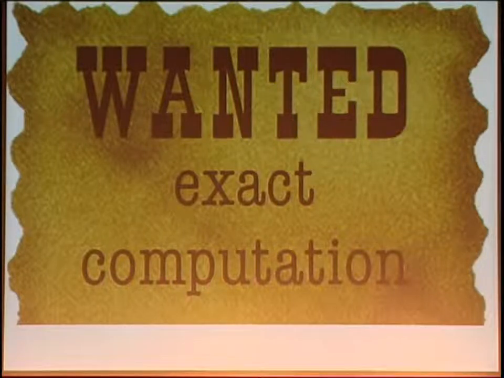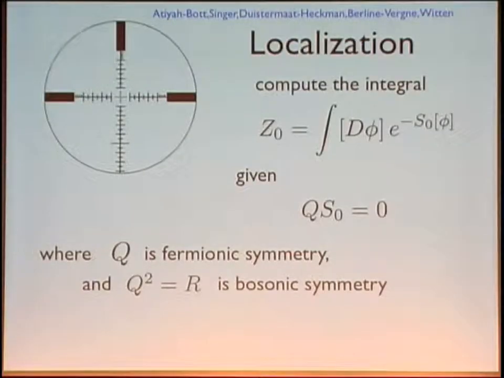Now, the way to do an exact computation is called, in certain setups, we can apply what is called the localization principle, and it dates back to the works of these people. It was mentioned many times in this conference, but I'll just give, again, a very brief review of that. So the idea: we want to compute the integral with the action, which is invariant under certain fermionic symmetry. And that fermionic symmetry, in our case, and often when it's good to compute such integrals, squares to a bosonic symmetry, which acts nicely on the theory. In particular, it has some fixed points.